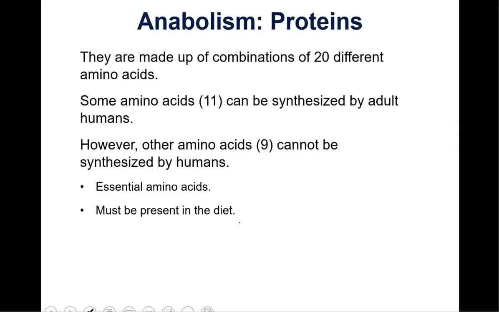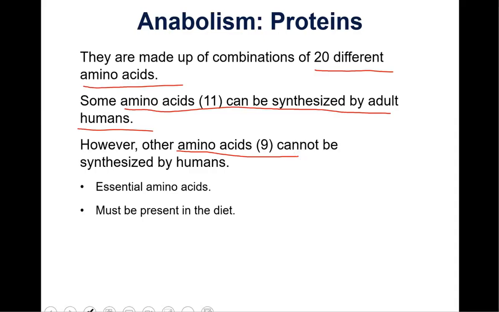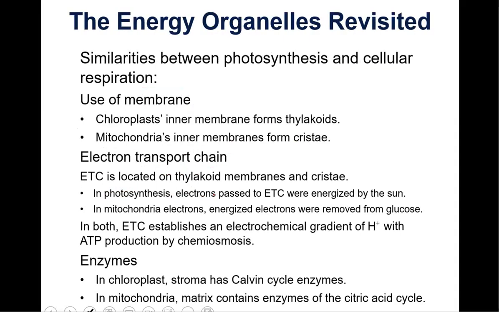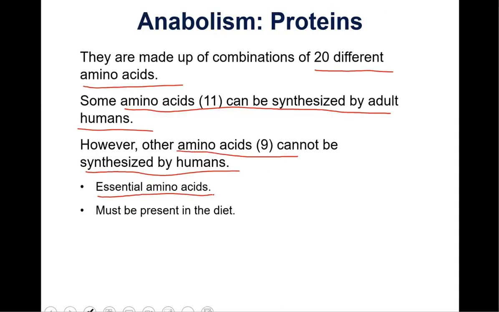So what I'm going to tell you about now are the amino acids that make up proteins. There are 20 total amino acids. There are 20 different types of amino acids. Some of those amino acids our body can actually make. So there's 11 of those amino acids that can be synthesized by adult humans, and most of those are synthesized in the liver. But there's 9 amino acids that we have to get in our diet because our body cannot synthesize them. And those are called essential amino acids. And it's important to understand where we can get those essential amino acids in our diet.